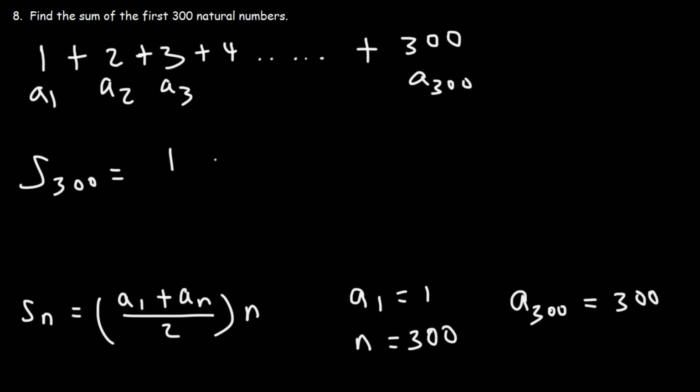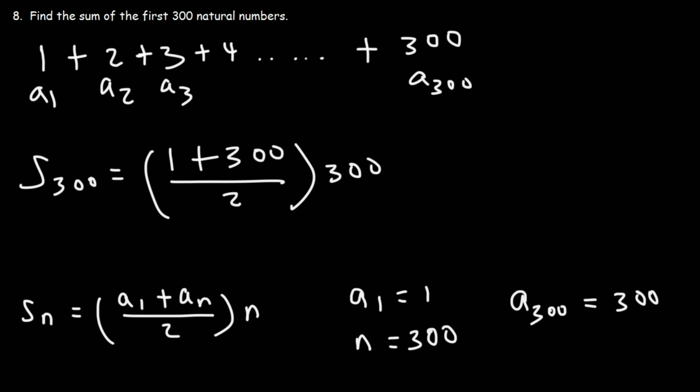So it's a sub 1, which is 1, plus a sub n, which is 300, over 2, times the number of terms, which is 300. So it's going to be 301 divided by 2 times 300, and that's 45,150. So that's how we can calculate the sum of the first 300 natural numbers in this series.